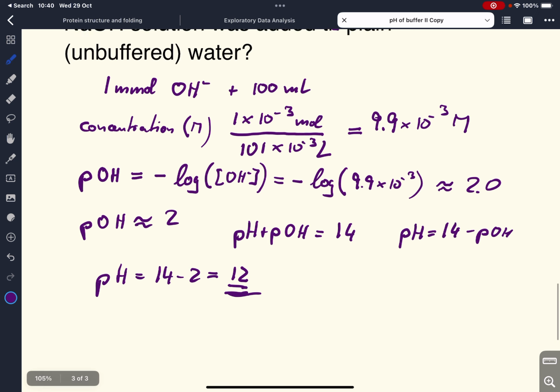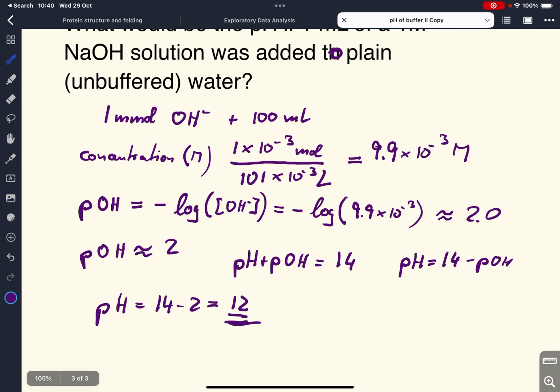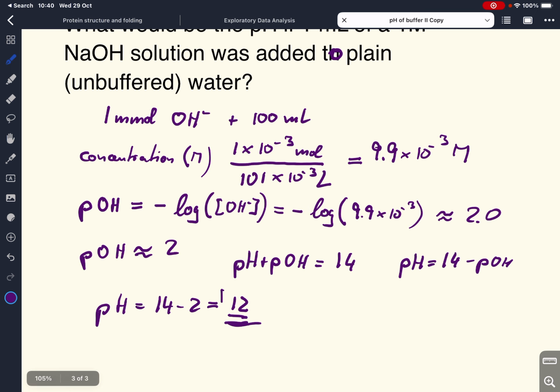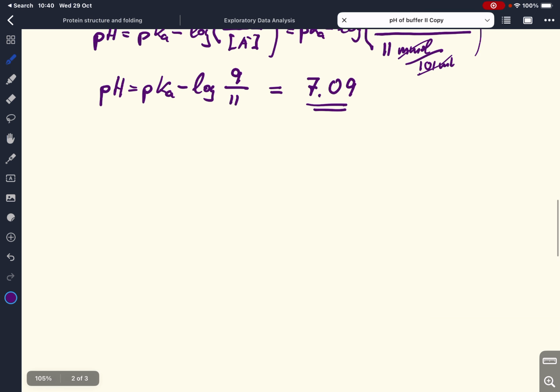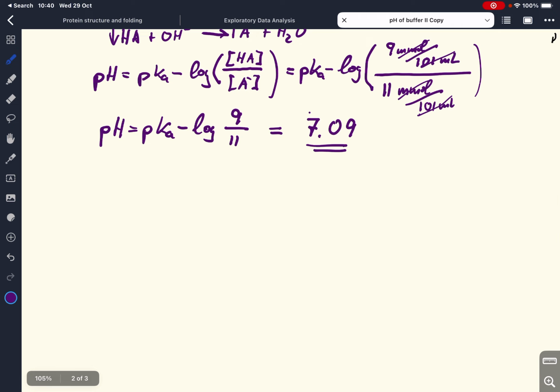So this means in a solution where there's no buffer, if we just have plain water, we add the sodium hydroxide, we get a pH of 12. Whereas if we've got a buffered solution, we only change the pH marginally from 7 to 7.09. And that is what a buffer actually does. That is the beauty of the buffer. The buffer makes sure that any changes of the pH are really, really moderate and buffered.